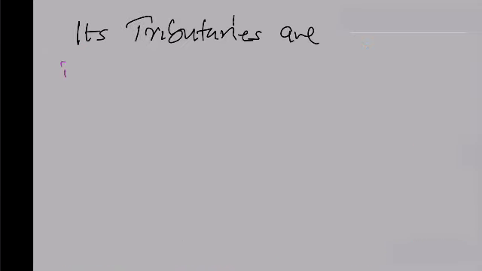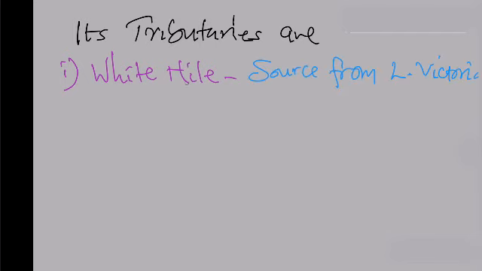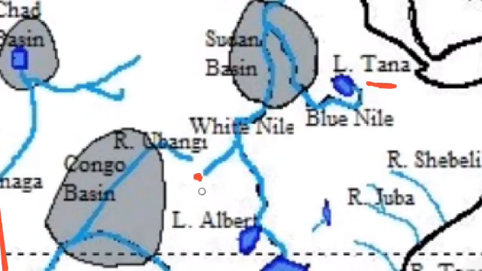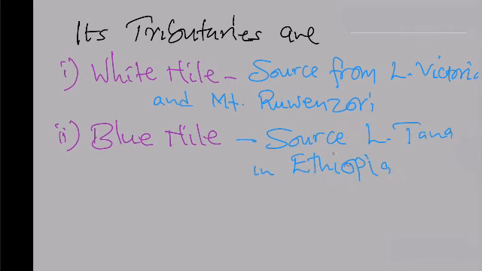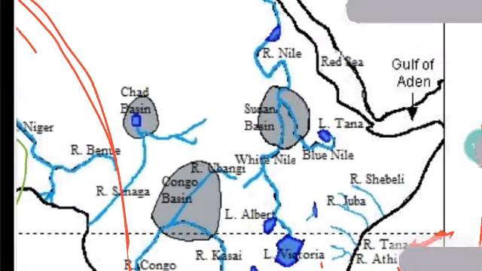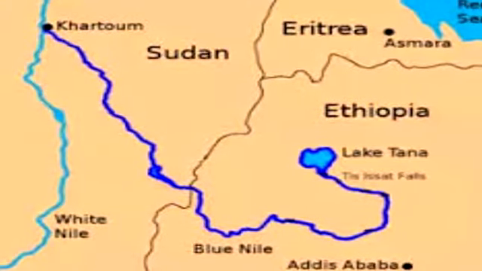This river has two major tributaries. We have the White Nile, whose source is Lake Victoria, and that is its main headwater. And then we have the second tributary, which is the Blue Nile. The Blue Nile also originates from another lake in Ethiopia called Lake Tana. So looking at River Nile, its two sources all originate from lakes. Lake Victoria, which is the largest lake in Kenya, and Lake Tana, which is also the largest lake in Ethiopia.